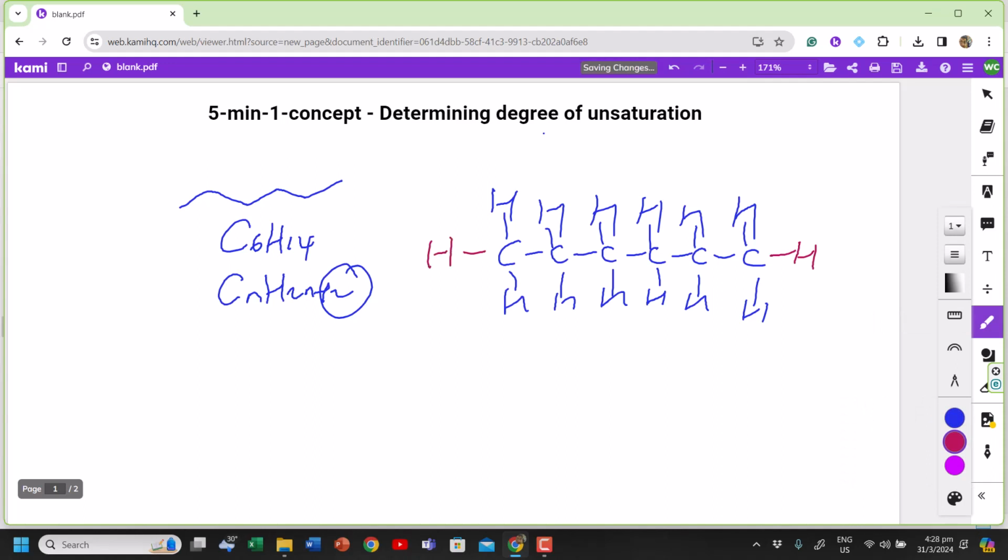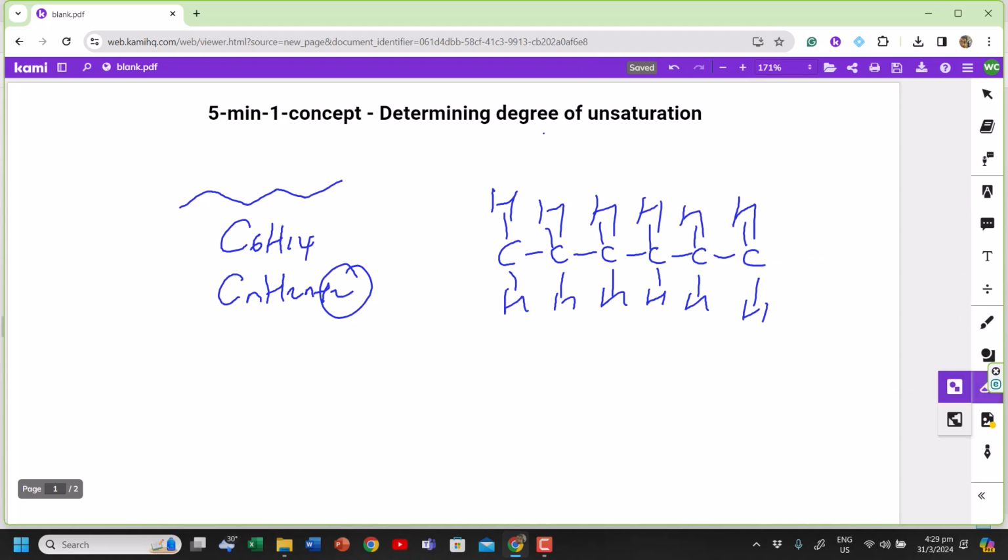Whenever we form a C=C double bond, that's one double bond equivalent. So let's say I'm taking out these 2 hydrogens in the middle, and then I'm going to form a double bond. The number of hydrogens will reduce by 2. When the number of hydrogens is reduced by 2, we say that this compound has 1 degree of unsaturation.